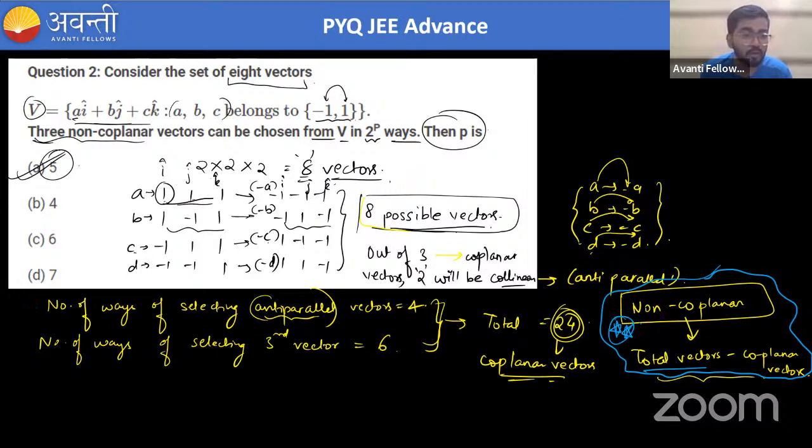And then how do you select coplanar vectors out of the given combinations? For coplanar vectors out of these given combinations, we should have known that two anti-parallel vectors are the only possible ways in which these vectors will be coplanar. Okay, so I hope you understood this question. Let us move on to another question.